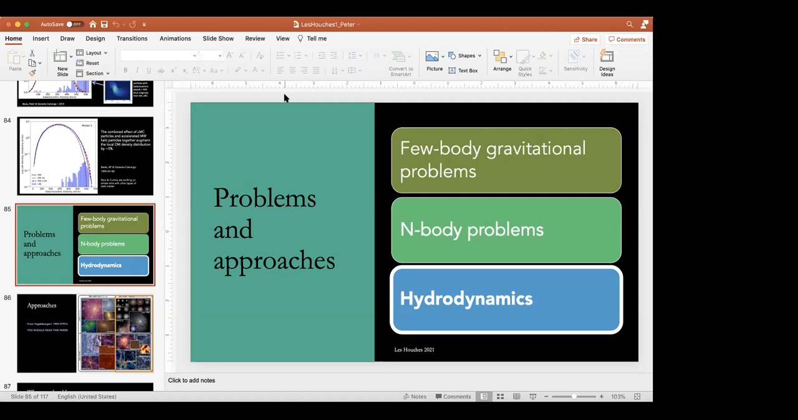So typically for these simulations, there's some scale below which we just can't resolve.